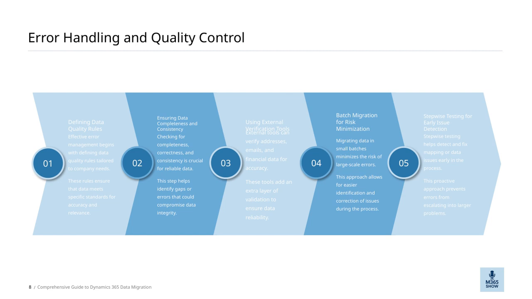Finally, implementing stepwise testing during migration helps you detect and fix mapping or data issues early. By testing in phases, you prevent small errors from escalating into major issues later on. This proactive approach is key to a smooth and successful data migration process.